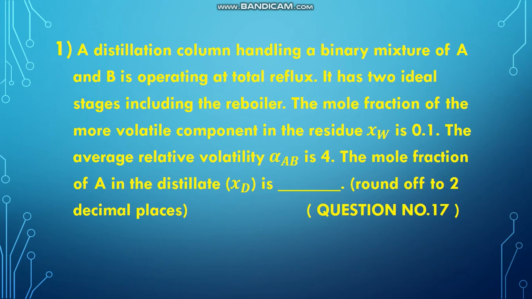So the first question is: a distillation column handling a binary mixture of A and B is operating at total reflux. It has two ideal stages including the reboiler. The mole fraction of the more volatile component in the residue, xW, is 0.1. The average relative volatility alpha AB is 4. The mole fraction of A in the distillate should be found out. This is question number 17 in the 2021 question paper.